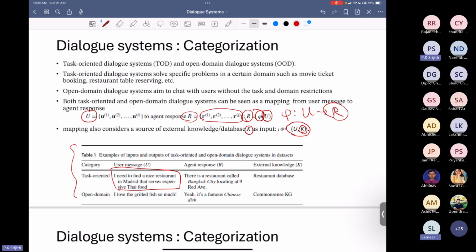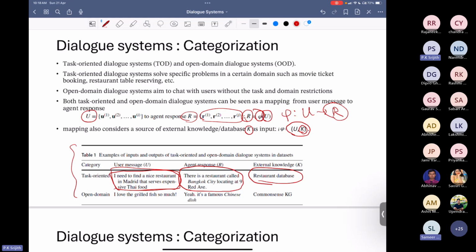So in this case, the conversation agent has to find some particular restaurants, has to solve some particular task, right? And it makes use of some external knowledge base, something called the restaurant database, to find a specific restaurant which satisfies these constraints. And then it has to generate this answer in the form of a sentence. It says that, okay, there is a restaurant called Bangkok City, located at 900 or something like that.